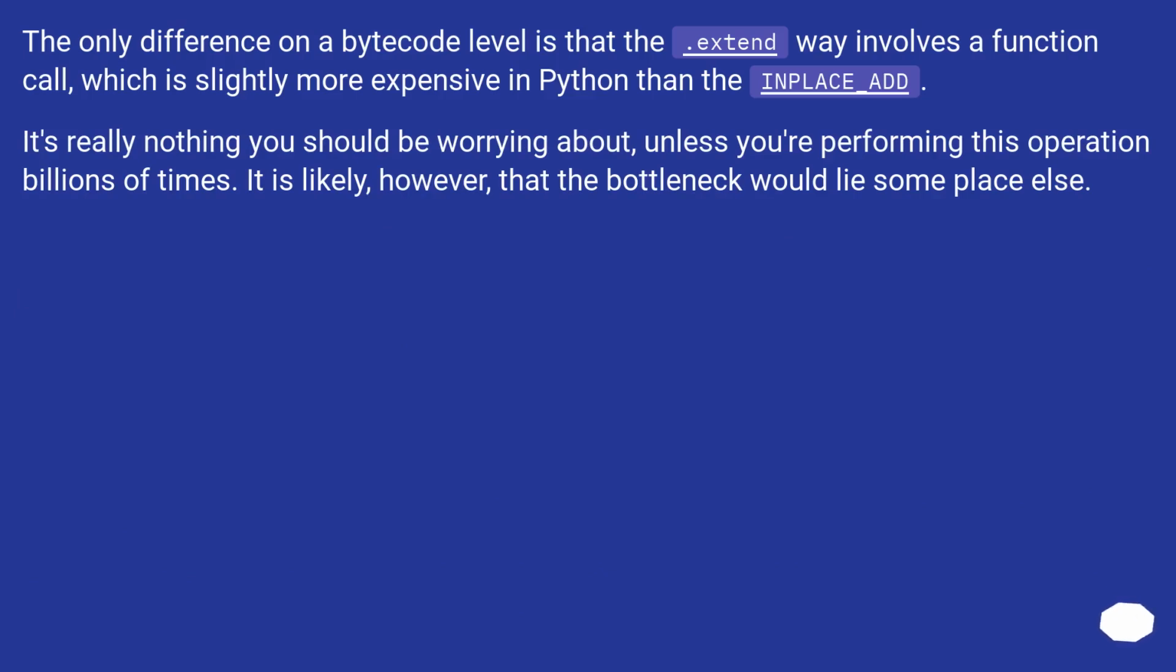The only difference on a bytecode level is that the .extend way involves a function call, which is slightly more expensive in Python than the inplace_add. It's really nothing you should be worrying about, unless you're performing this operation billions of times. It is likely, however, that the bottleneck would lie someplace else.